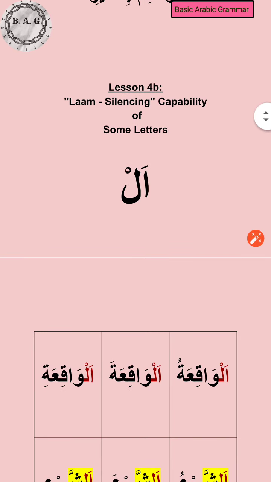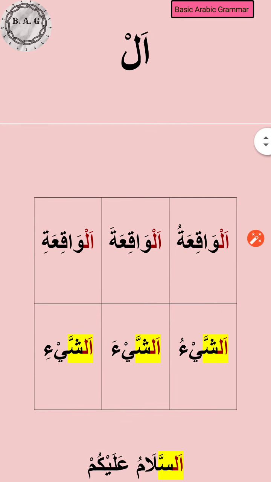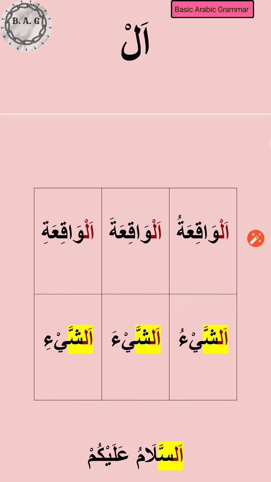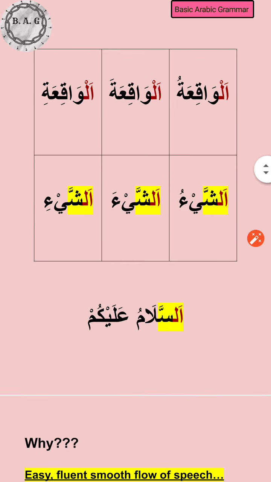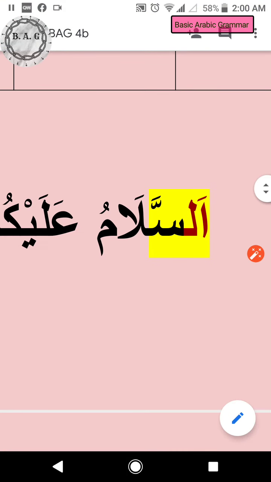All right, so we have this here. Al waqi'atu, where we have the al sound and the la sound. And here we have only ash-shay'u, so there is no la sound. A very common example of this is assalamu alaikum, that we say every day. Notice how we do not say al salamu alaikum, we say assalamu alaikum.